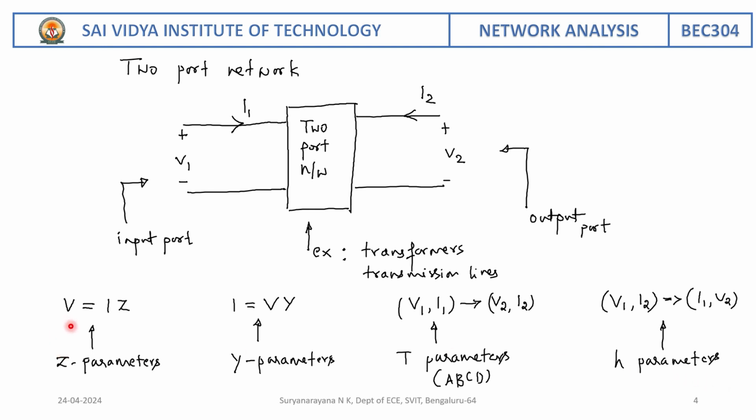The equation for Z parameter is represented by V is equal to IZ, where Z represents impedance and I represents current, whereas Y parameter is represented by I is equal to VY, where Y is the admittance. In T or ABCD parameters, we are going to map V1, I1, the input parameters, with respect to V2, I2. In terms of hybrid parameters, we are going to map V1, I2 with respect to I1, V2.